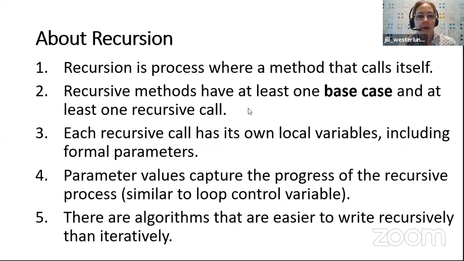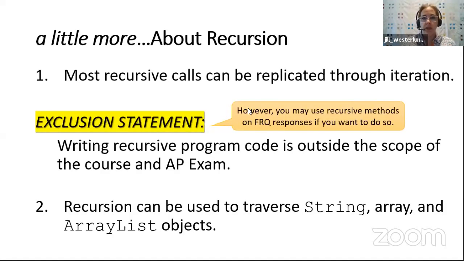All right, let's wrap up our Recursion 101 lesson today. Here are the 5 big points. Recursion is a method that calls itself, so you're always looking for a method. It needs to have a base case, or you're going to have a problem that will result in Stack Overflow. Each recursive call should have its own formal parameters, and the parameter values are going to capture the progress or trace the call. And sometimes there are algorithms that are easier to write recursively that work more elegantly, more efficiently.